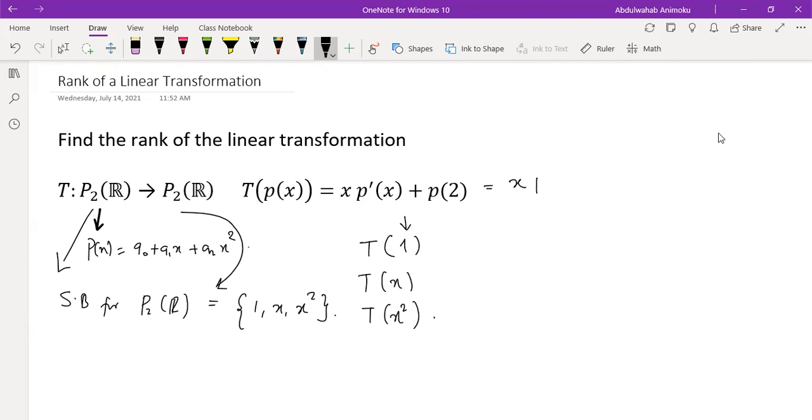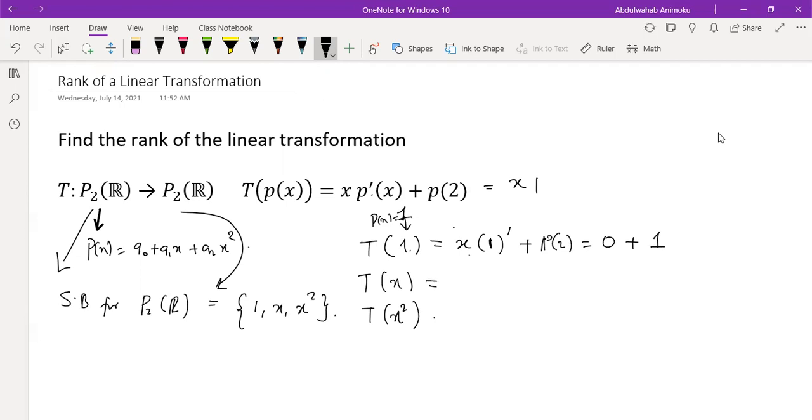Now, T of 1 is just going to be x multiplied by what? So x is always there, multiplied by the derivative of 1, then we add p of 2. Here p of x is equal to 1, so we're looking at p of 2. When we simplify this, 1 prime is going to be 0. So 0 times x is 0, plus p of 2. Because this is a constant polynomial, p of 2 is still 1. p of anything is 1, basically. So we have 1 as the first one.